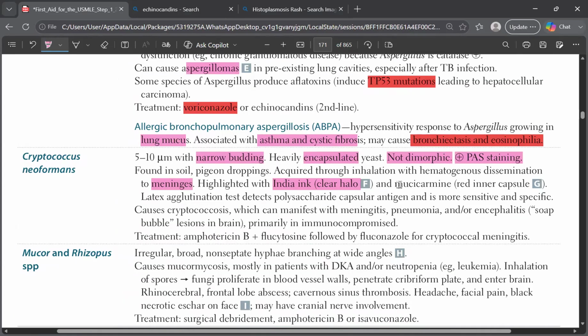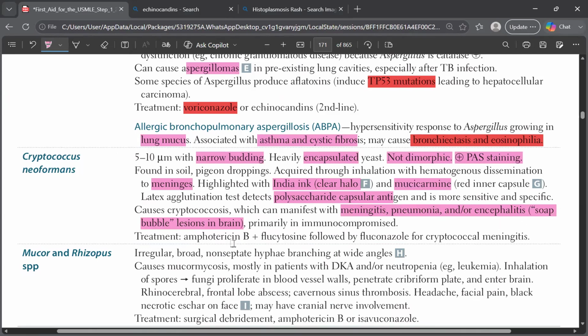The detection techniques for Cryptococcus neoformans are particularly important. Latex agglutination test detects polysaccharide capsular antigen and is more sensitive and specific. It causes cryptococcosis, which can manifest with meningitis, pneumonia, or encephalitis, which are soap bubble lesions in the brain, primarily in the immunocompromised. These three are very high yield for cryptococcus infections. There's going to be meningitis, pneumonia, or encephalitis, which are soap bubble lesions in the brain.